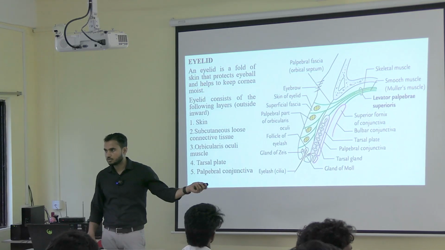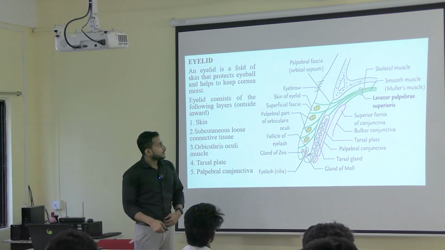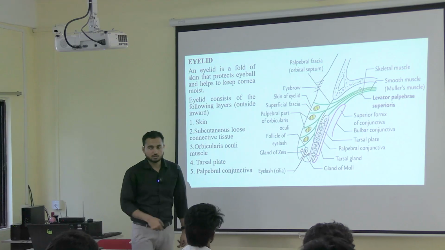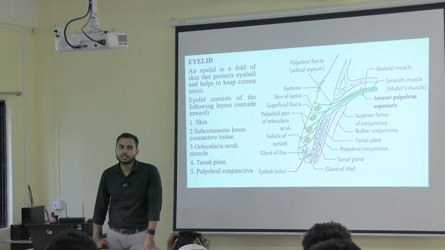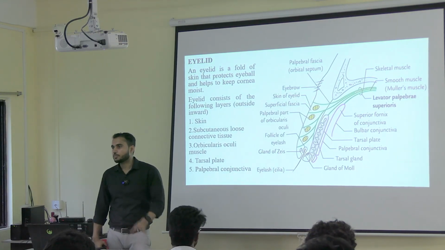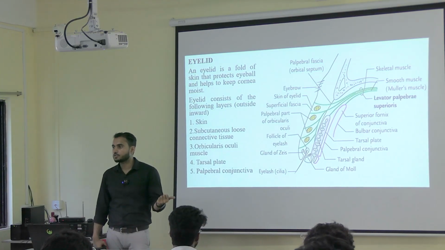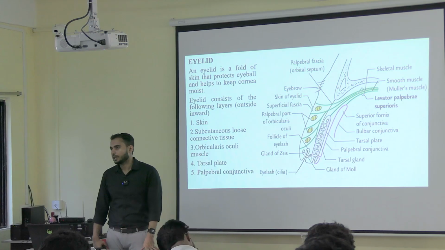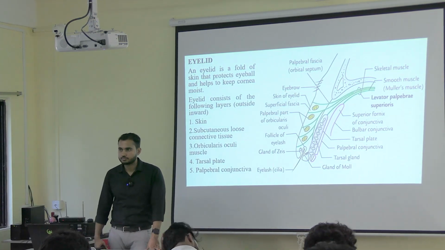Can you see the muscle? I am talking about this one. Okay, levator palpebrae superioris muscle. Now this is specially present in the case of the upper eyelid. What is its function? Any idea? It will open the eye. What is the function of orbicularis oculi? Close the eye. What is the function of levator palpebrae superioris? It will open the eye. Okay, so that's why it is present in the upper eyelid.